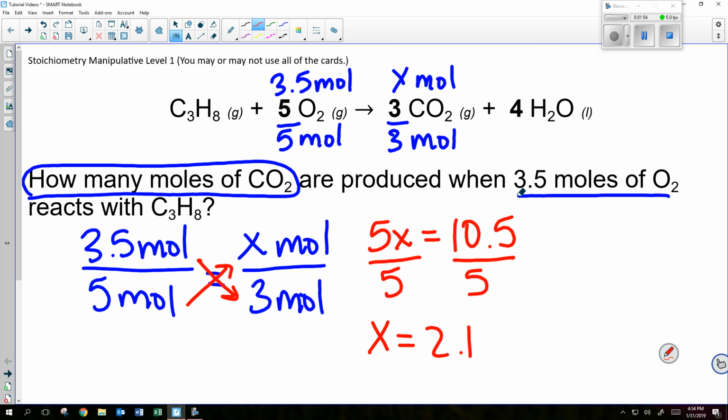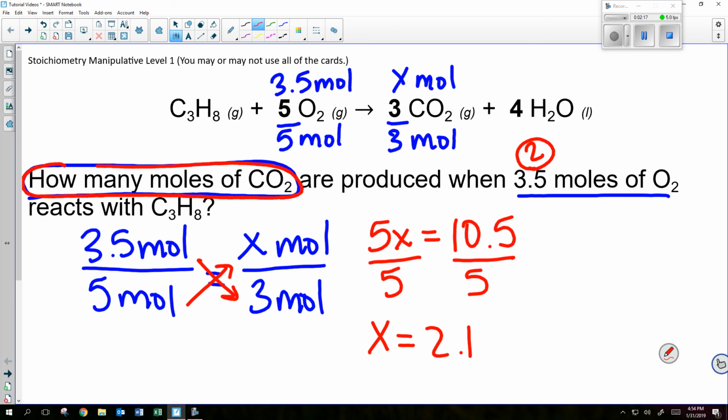Once I have my answer, I want to check to make sure it has the correct number of significant figures. So I go back to my problem, and the value given in the problem, 3.5, has 2 significant figures. So that's how many I want in my answer. And 2.1 has 2 sig figs, so I'm good. Then I need to label my answer with units.